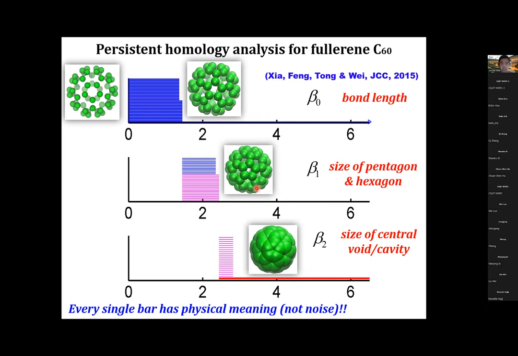For example, in these Betti zero bars, we can see that there are some that are short, some that are long. This is accounting for the single bonds and the double bonds of this fullerene structure. And in Betti one, we have some short bars and some long bars as well. This is counting the number of pentagons and hexagons in this fullerene structure, so it is effectively taking into account the cycle or loop structures that are one-dimensional homologies. And Betti two is effectively counting the cavity or void structure that appears somewhere after the Betti one bars.